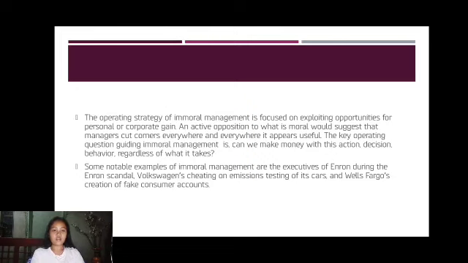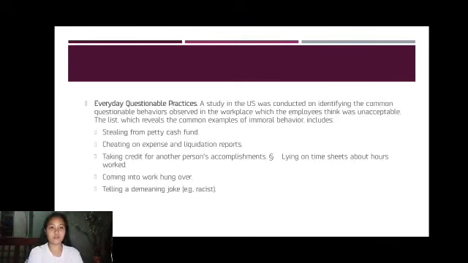In 2005, a group of the company's engineers decided to cheat on emissions tests because they couldn't find a technical solution within the company's time frame and budget to build diesel engines that would meet US emission standards. And last is Wells Fargo's creation of fake consumer accounts. Employees opened millions of fake bank accounts in people's names without their knowledge in an effort to meet unrealistic sales goals. Everyday questionable practices.